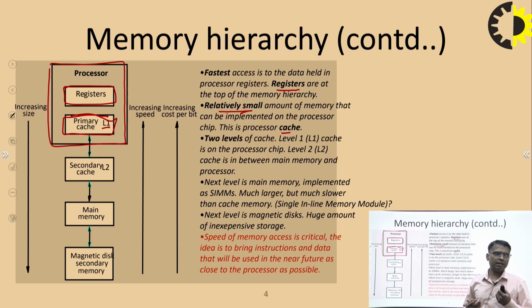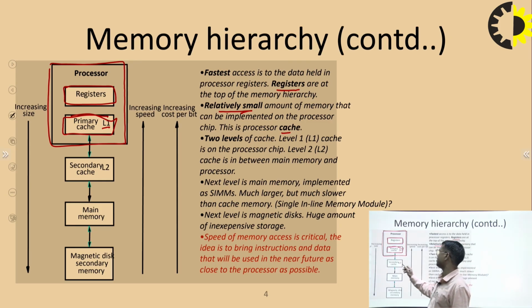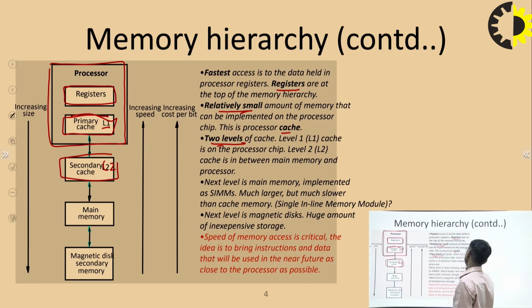Additionally, computer architecture designers also suggest that we can have a level 2 cache that is outside the processor chip. So, we can have two levels of cache, L1 that is within the processor, and L2 that is outside the processor.